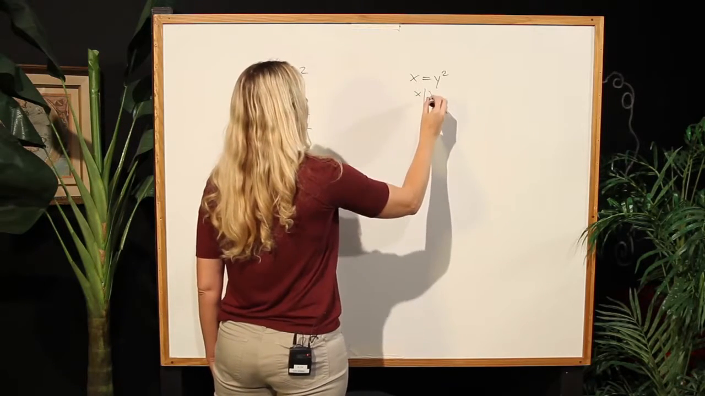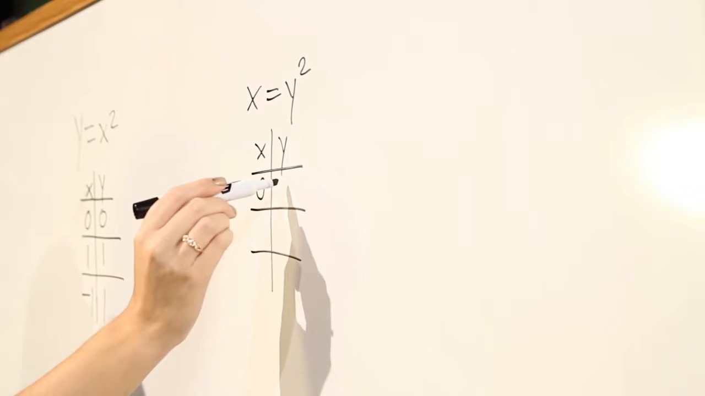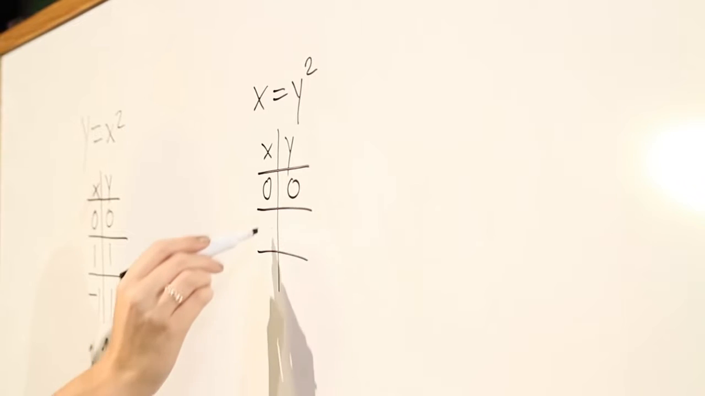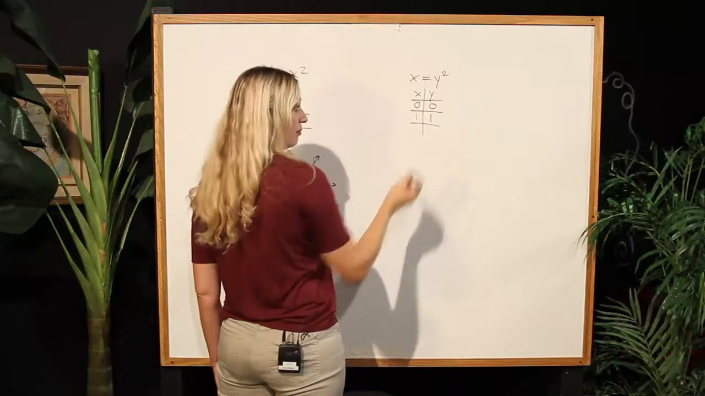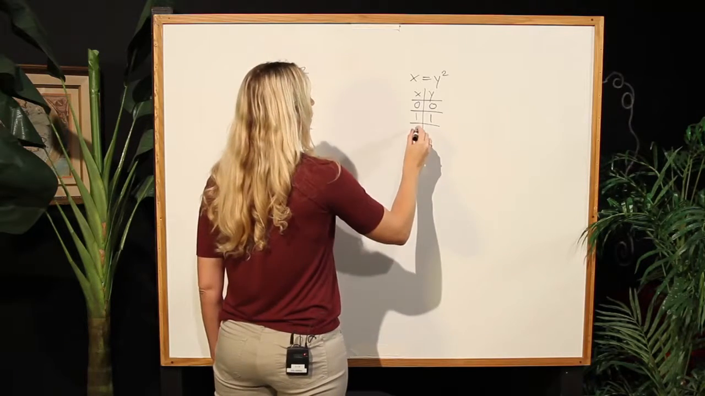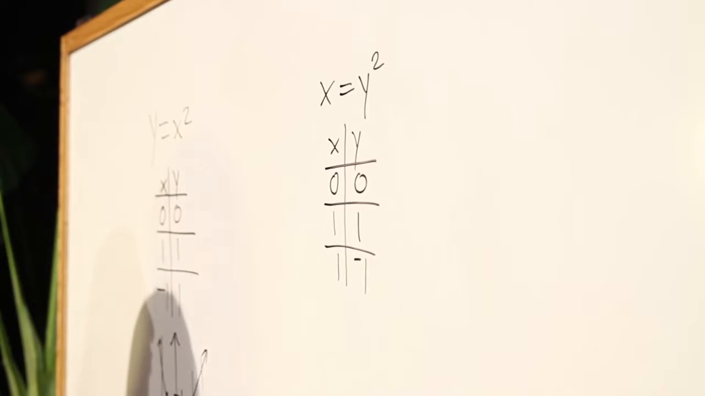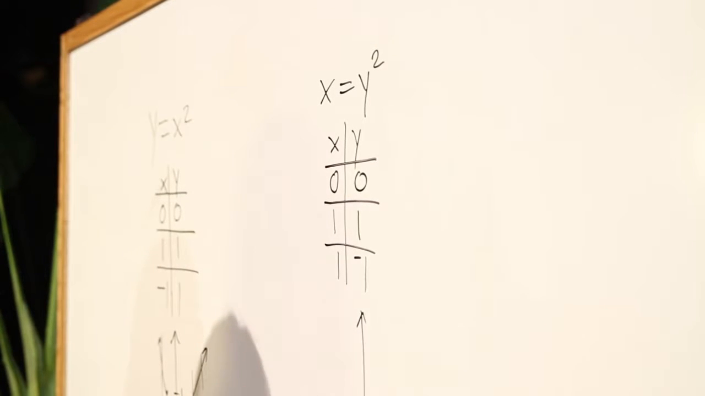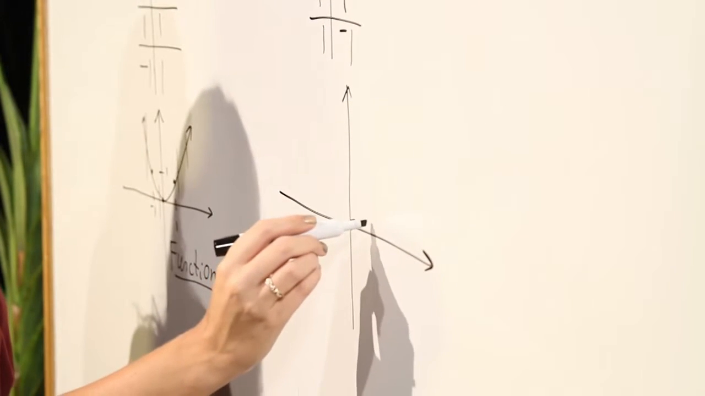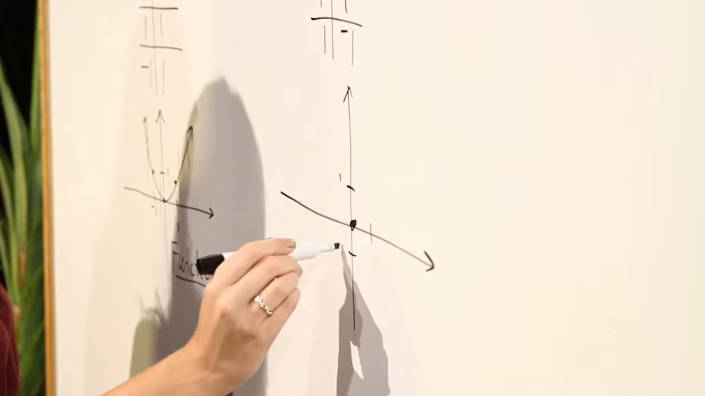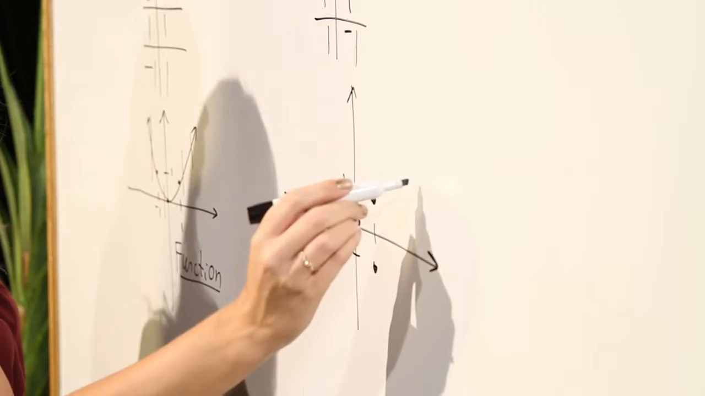If we go through the same type of chart here, when x is 0, y is 0, but if we have an x value of 1, that can come from y being equal to 1, because 1 squared is 1, or it can also come from y being equal to -1, because -1 squared will also produce 1. So plotting our points here, we'll have 0, 0, and then when x is 1, our y values can be either 1 or -1.